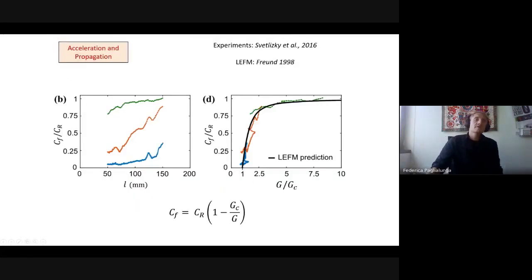So secondly, for the acceleration and the propagation of the rupture, here you can see the evolution of the rupture speed along a given crack. It's an experiment conducted by Ilias Svetlizky in 2016 in the group of Jay Fineberg. And you can see that the crack accelerates as a function of the rupture length. And here also you can see a different acceleration that depends on the initial normal stress acting on the fault.